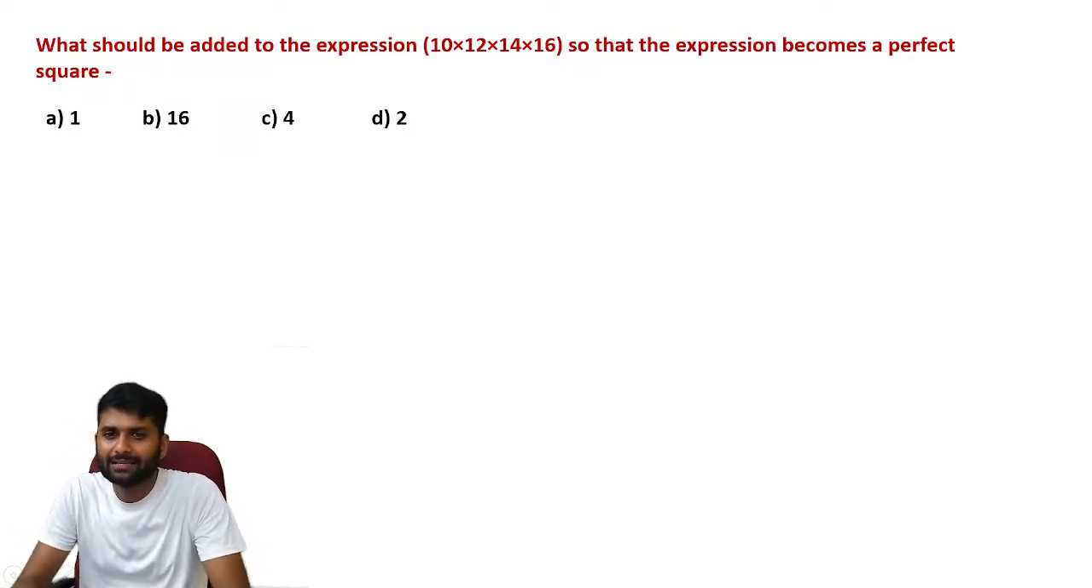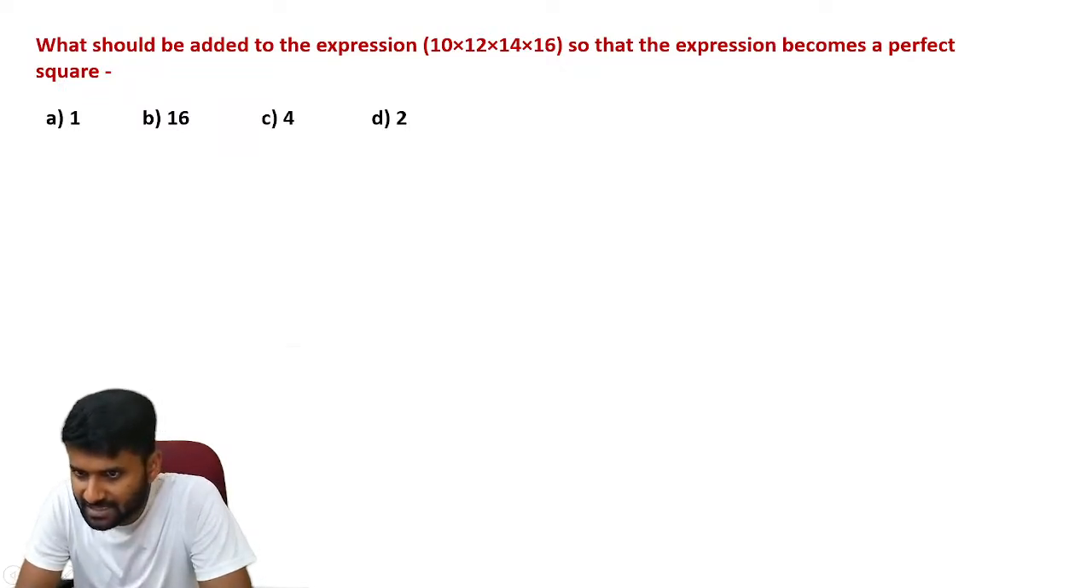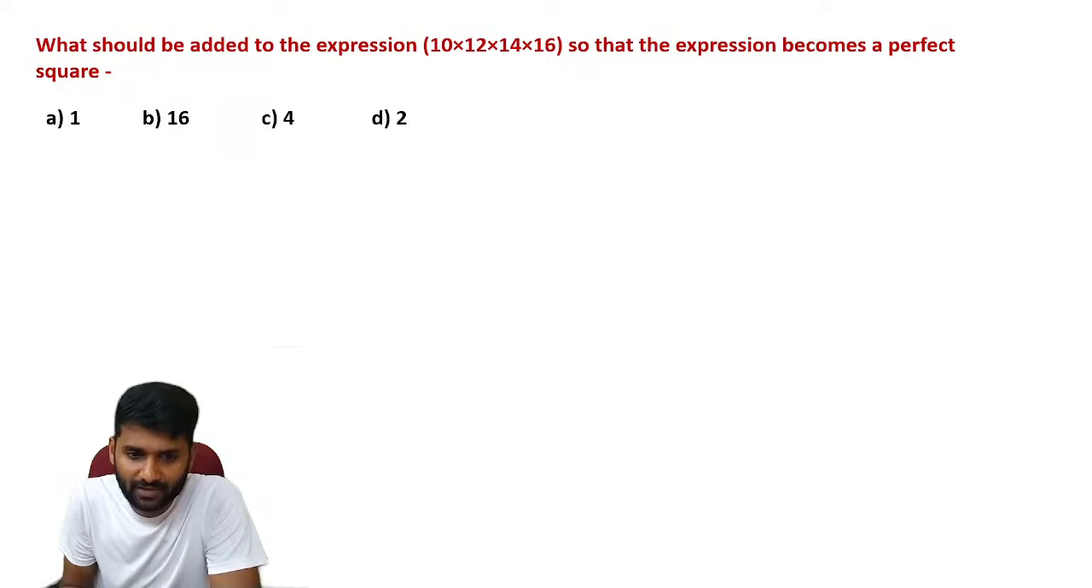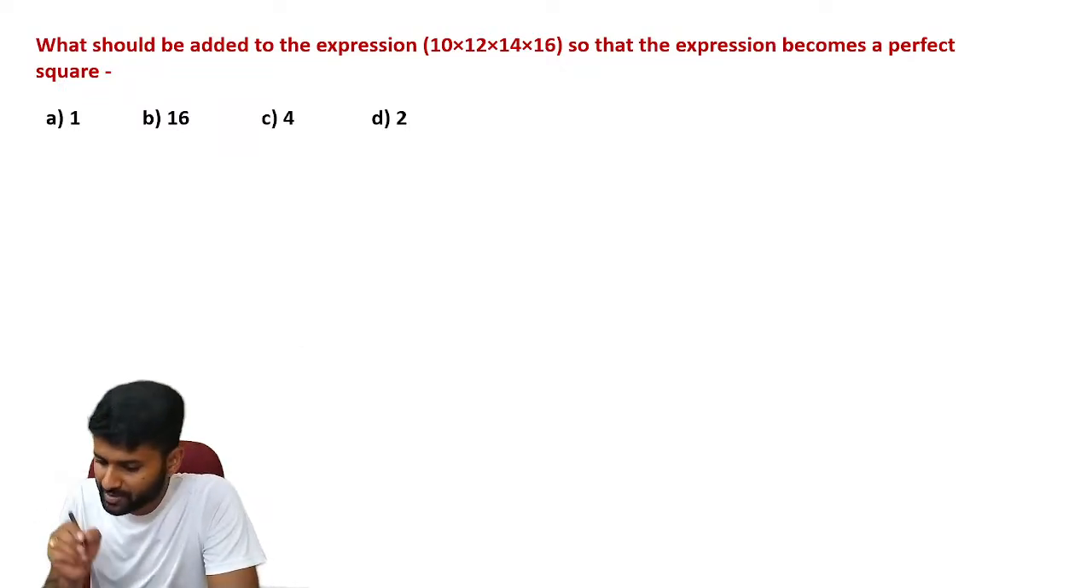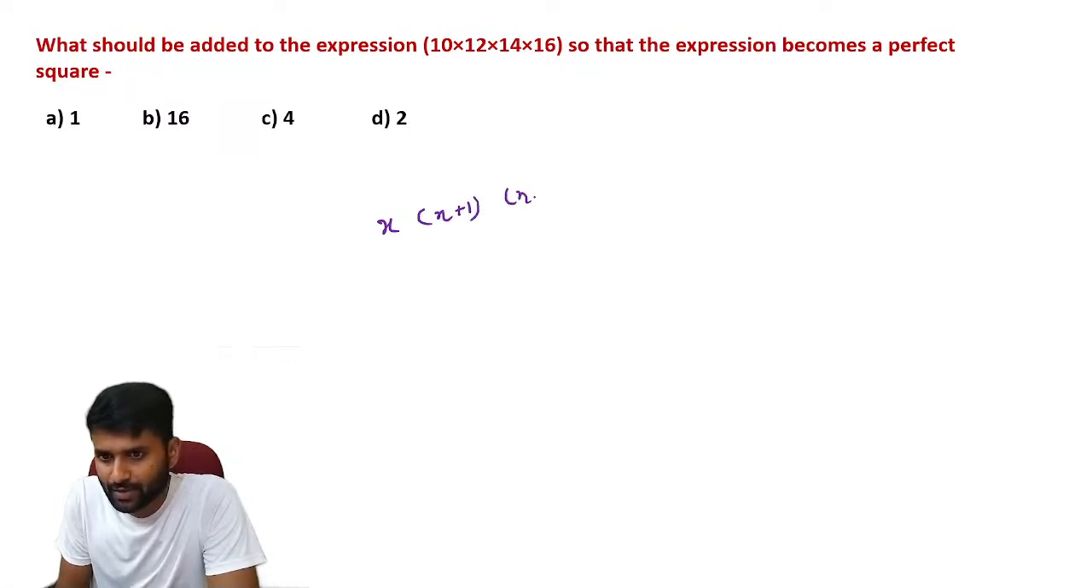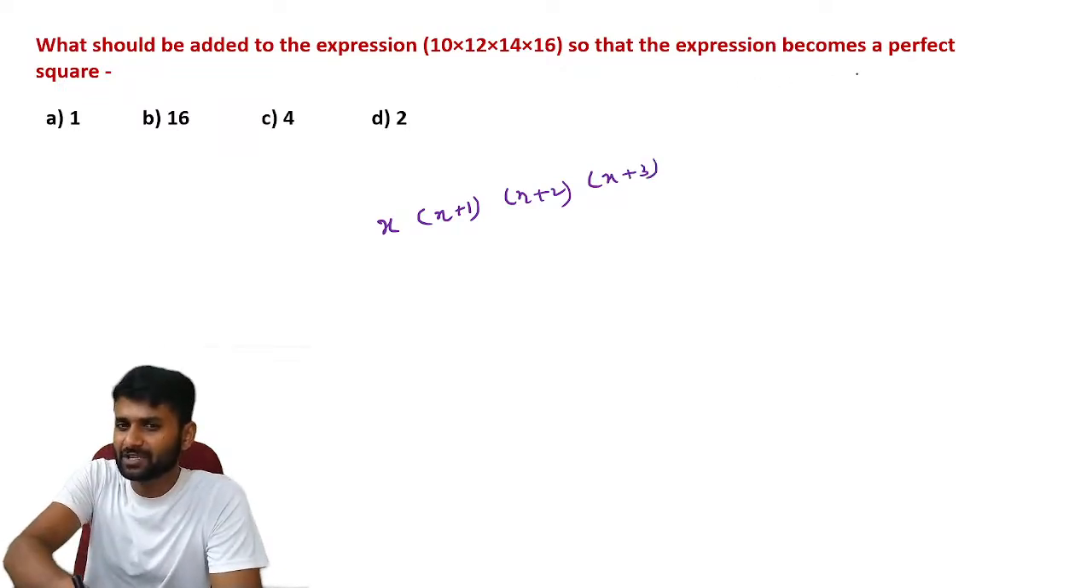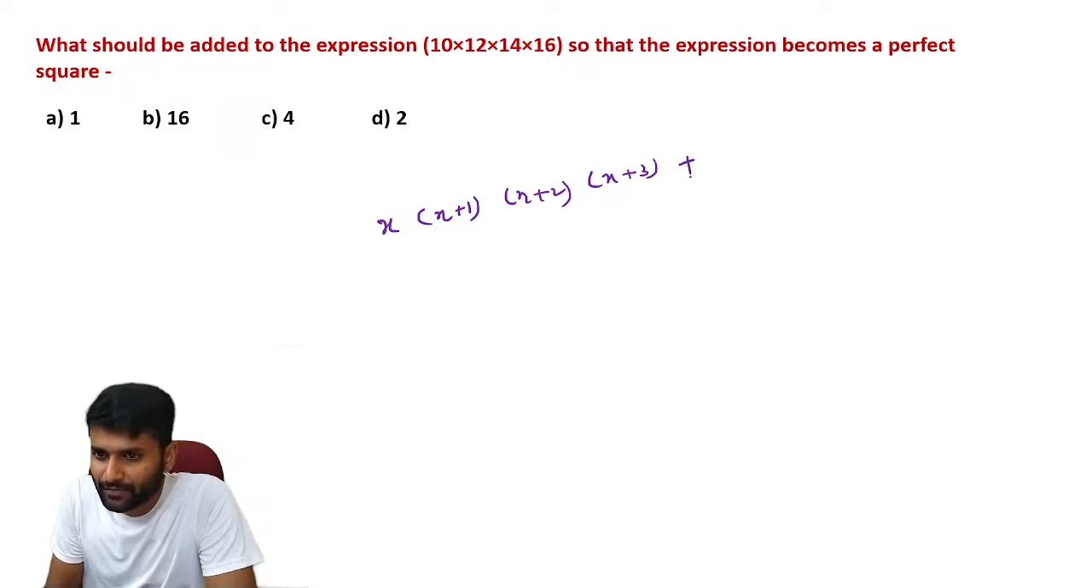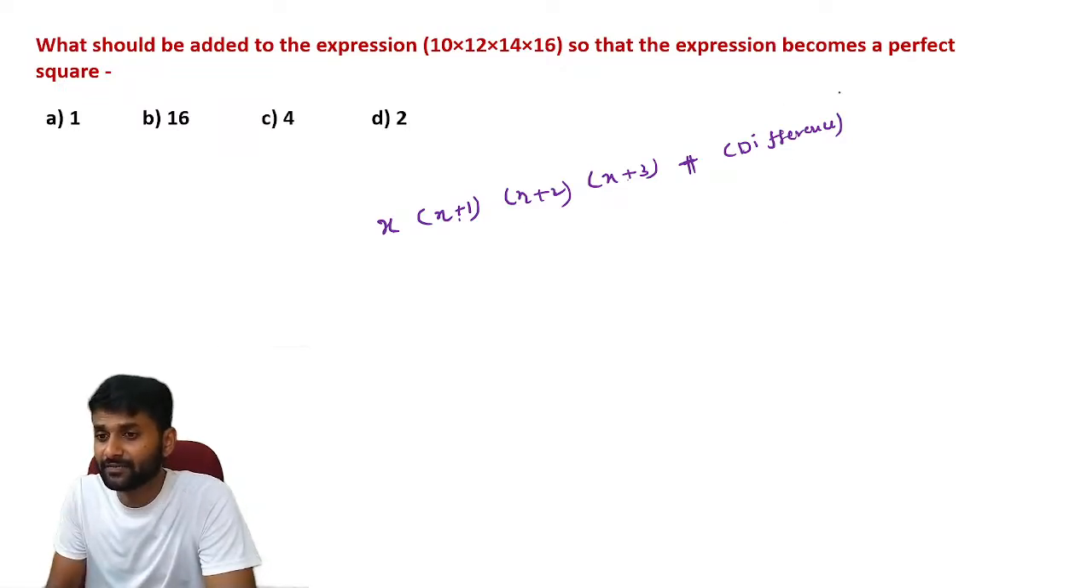Now, what should be added to the expression 10, 12, 14, 16 so that the expression becomes a perfect square? Guys, I just want to give one most important piece of information. If x into x plus 1 into x plus 2 into x plus 3, if you want to add some expression to become a perfect square, remember that we have to add the difference of the values. Here x, x plus 1, x plus 2, x plus 3, the difference of the numbers is exactly equal to 1 itself. And identify the number of terms. In this information, we have 4 terms.